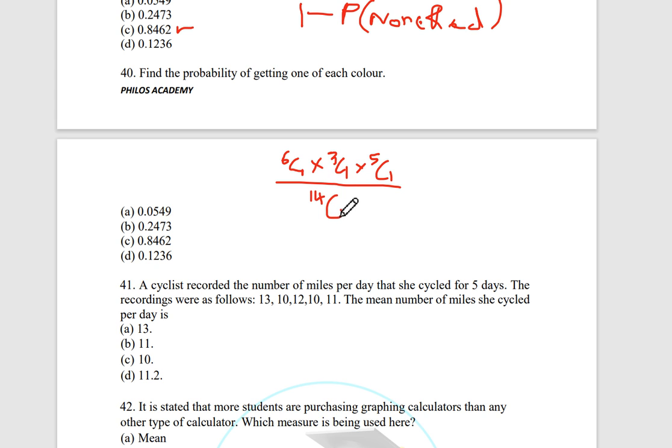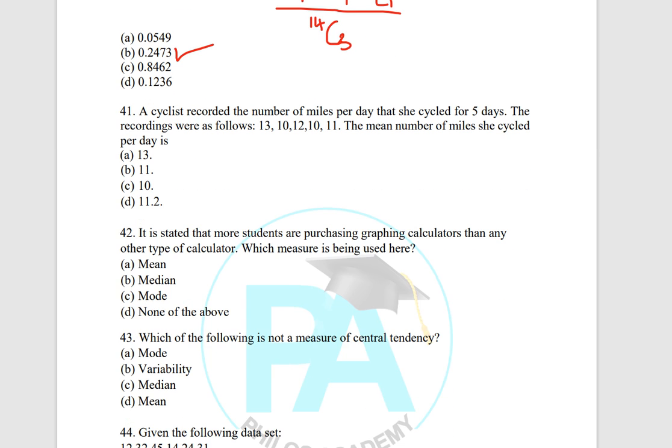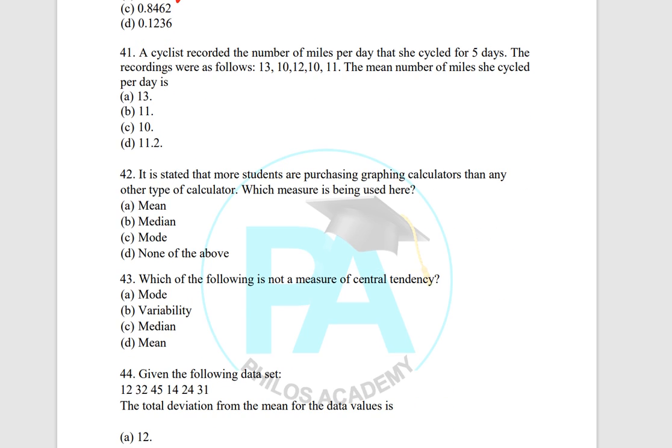14 combination 3 is always the denominator. Okay, so when you solve this, when you fix it on your calculator, just like how I showed you how to press a combination, when you do it properly, you should get 0.2473 as your answer. Okay, so when you see a similar question, that's how to solve it. So let's go to question 41.